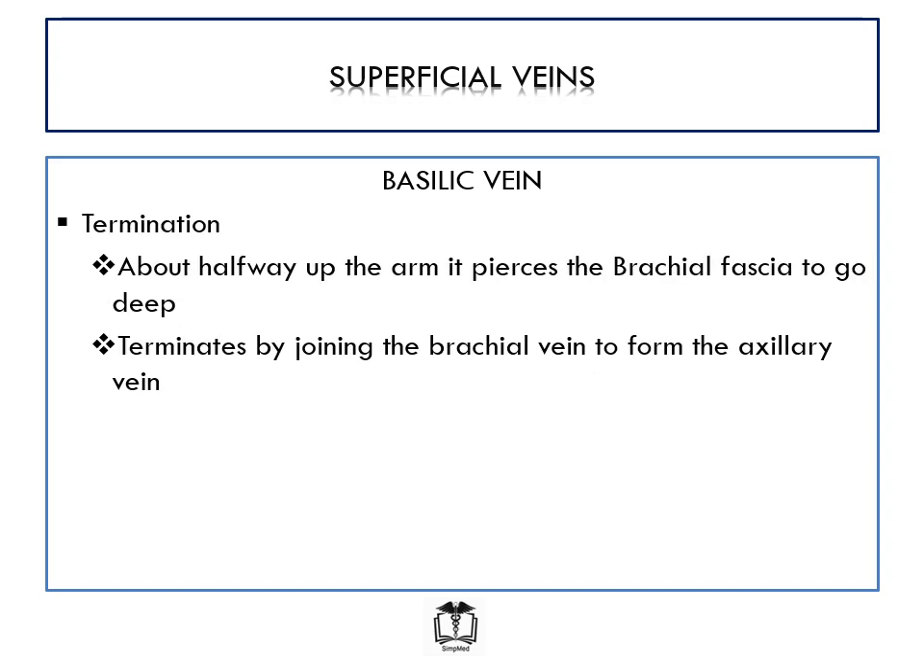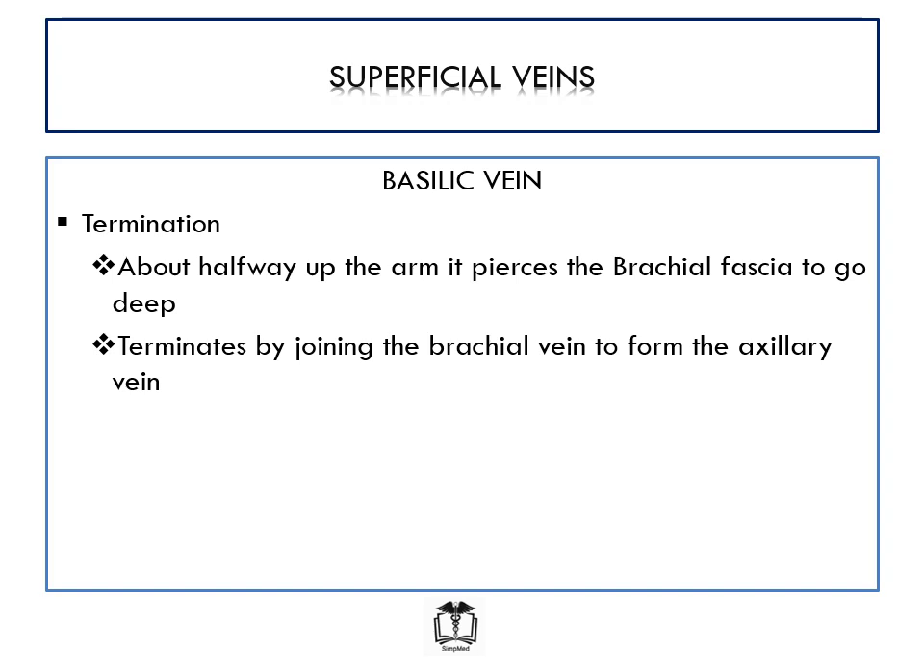So how exactly does the basilic vein terminate? It terminates at the junction between the middle and the distal part of the arm. At that point, the basilic vein becomes deep by piercing through the brachial fascia. Remember that for the cephalic vein, it becomes deep by piercing through the clavipectoral fascia around the shoulder region, around the deltopectoral triangle. In terms of the basilic vein, it terminates halfway up the arm, junction between the middle and distal part of the arm, and it terminates by becoming deep, piercing through the brachial fascia.